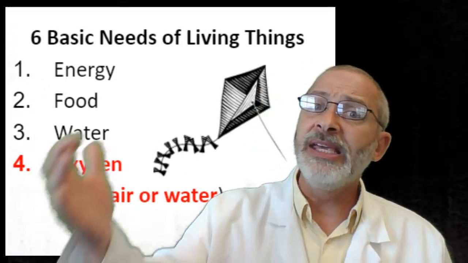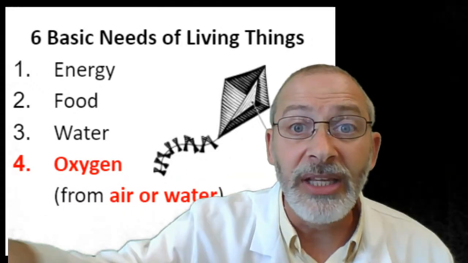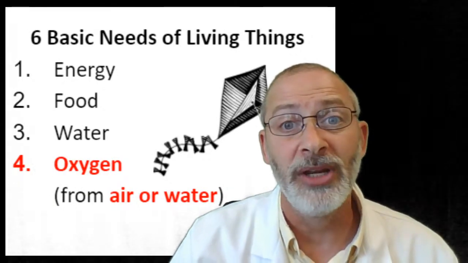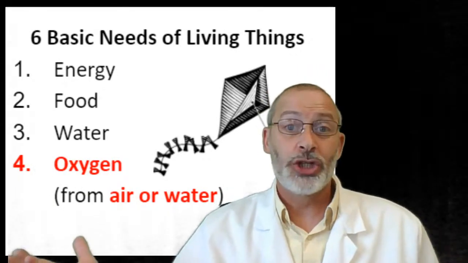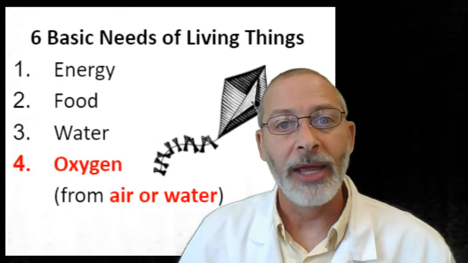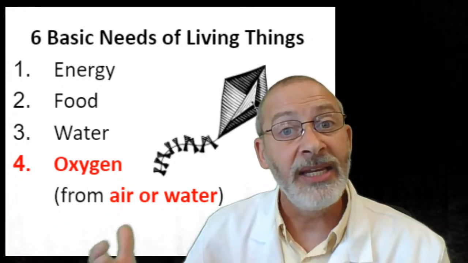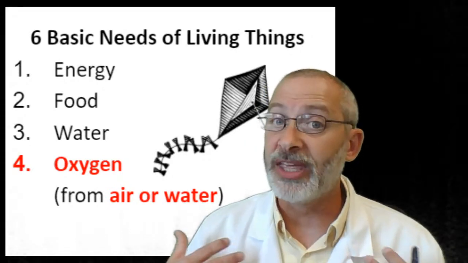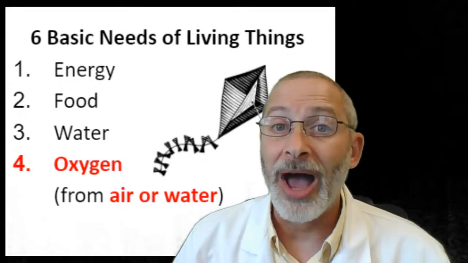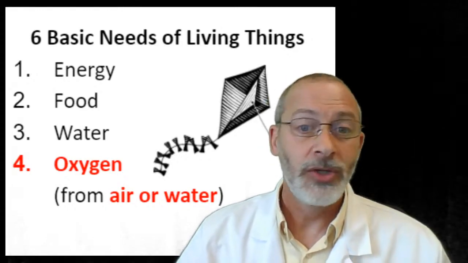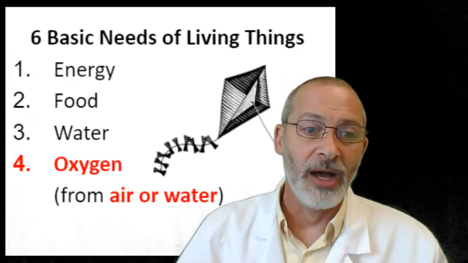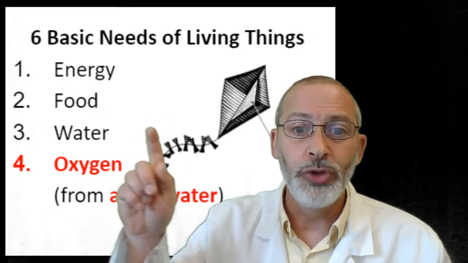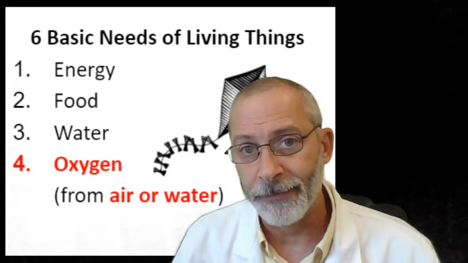Even plants that take in carbon dioxide and release oxygen as a waste gas, they also need a certain amount of oxygen as well. Fish, they don't breathe air like we do, but they take in the dissolved oxygen in the water with their gills, and they require oxygen also. So oxygen is a basic need of living things. So far we've got four: energy, food, water, and oxygen.